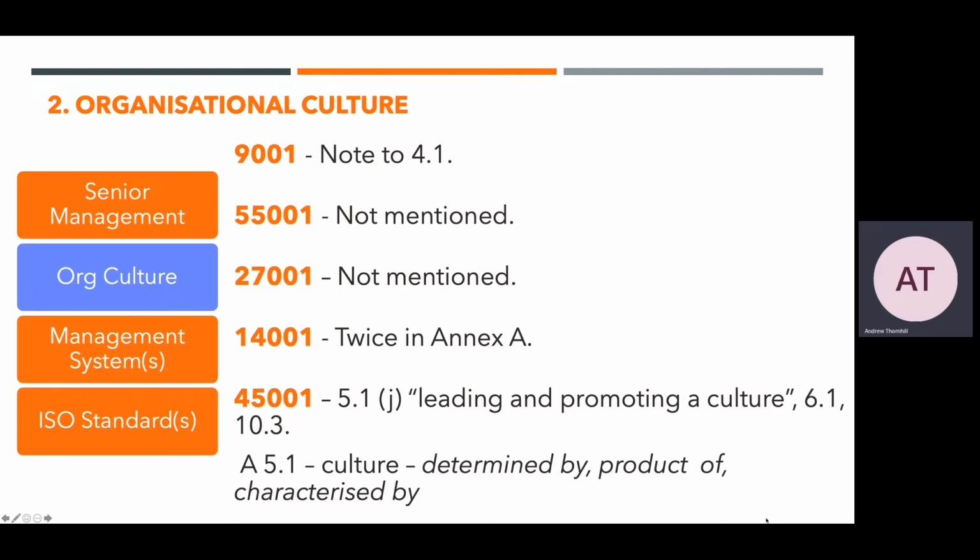It's interesting that in ISO 45001, the safety standard, it is mentioned directly in a number of clauses, 5.1, 6.1, 10.3. 5.1 J, for example, says top management accountability is to lead and promote a culture that supports the intended performance of the safety system. Interestingly, in the definitions of that standard, they don't define exactly what they mean by culture, and it is hard to define. In the guidance, Appendix A, they offer some guidance as to what culture is determined by, what it's the product of, etc., without exactly defining it.